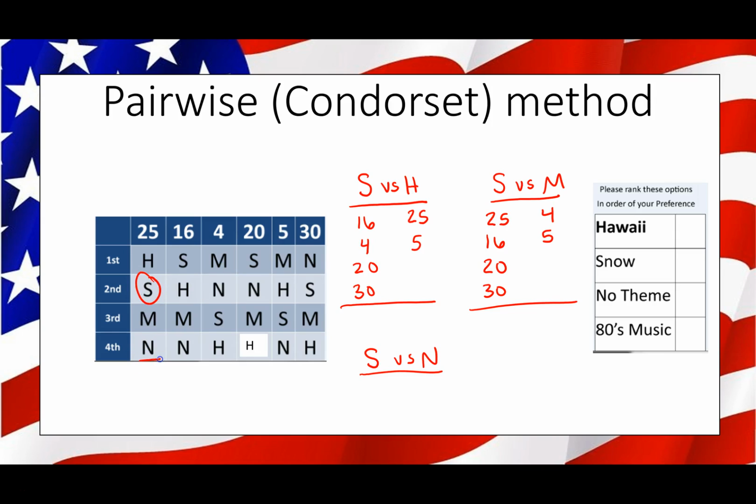S beats out N, so it gets 25. S beats out N again, so it gets 16. N wins this round, it's higher than S, so it gets 4. S wins this round, it's higher than N, so it gets 20. S is over N, so S gets 5, and last round N gets 30. This one's a little closer. N gets 34, and S gets 25 plus 16 plus 20 plus 5, which is 66. So S is clearly the winner of the Condorcet pairwise method.